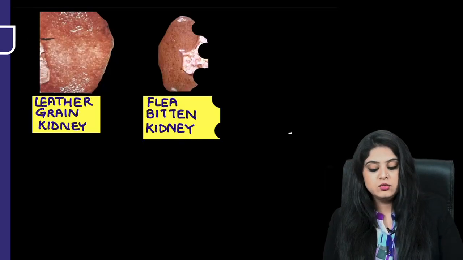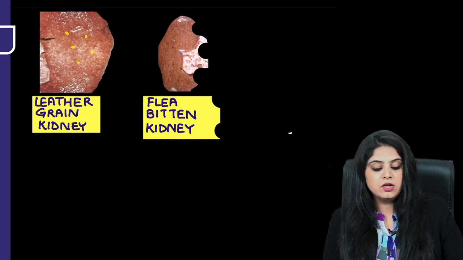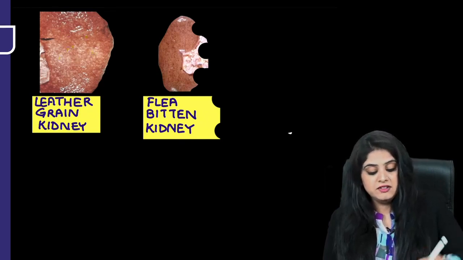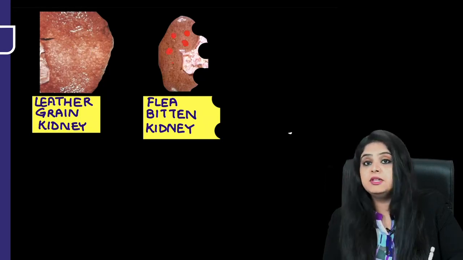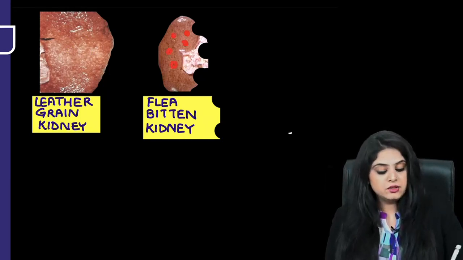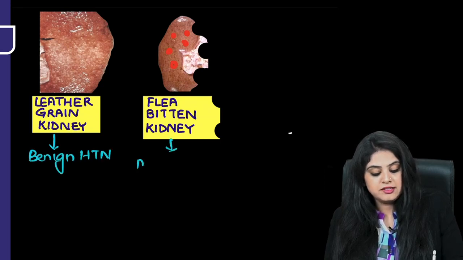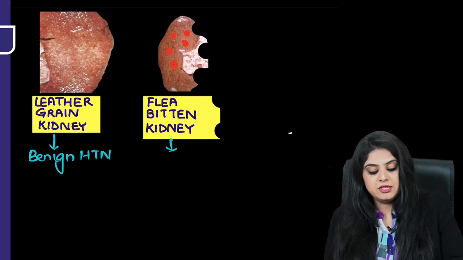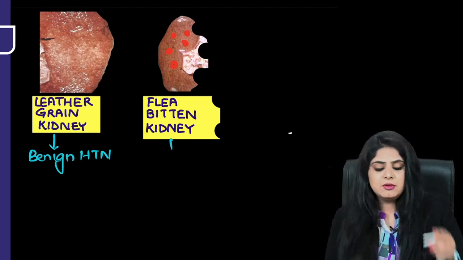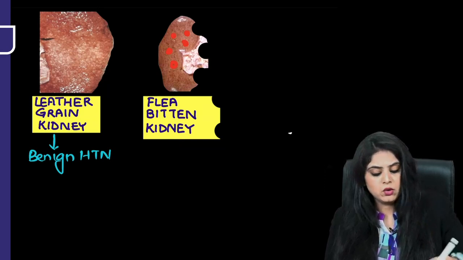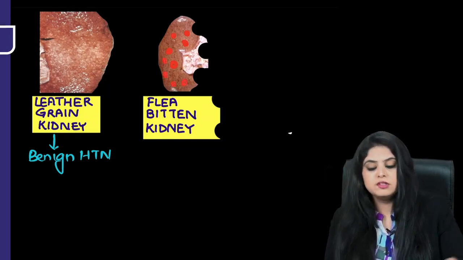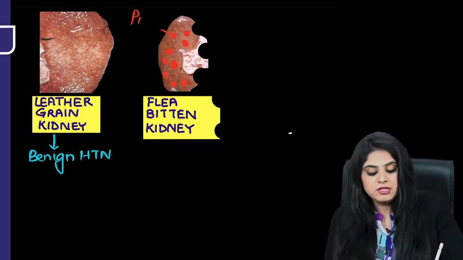The next two kidneys that you have: one kidney looks like leather grain, and one kidney looks very deadly with red spots. That is flea bitten. So leather grain kidney is going to be seen in a case of benign hypertension, right? Whereas flea bitten kidney is seen in the opposite, that is a case of malignant hypertension. So what is that flea bitten? Before I tell you the causes, these red color spots that you're seeing are nothing but pinpoint hemorrhages.